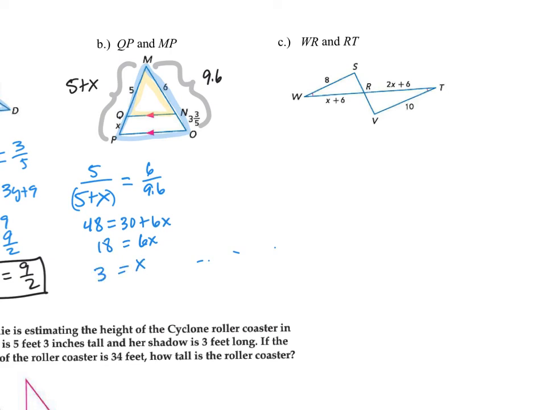Okay, so the directions said to find QP and MP. So now we know what QP is. QP is equal to 3. Now we can find MP. Let's see, what's MP? Now that we know that x is equal to 3, if I put 3 here, MP would be 5 plus 3, which is 8. So MP is equal to 8.